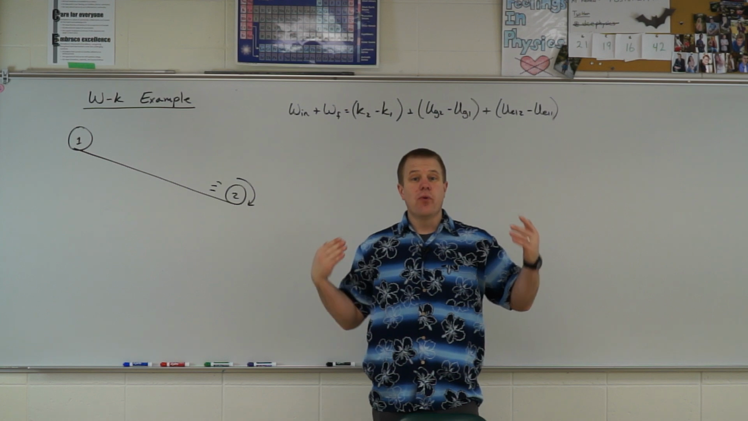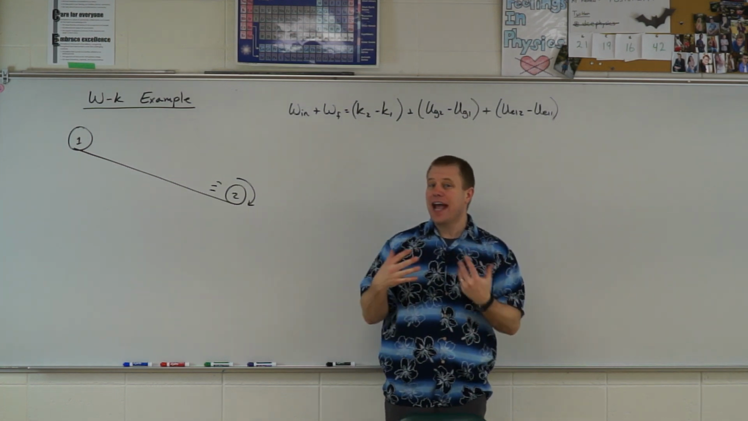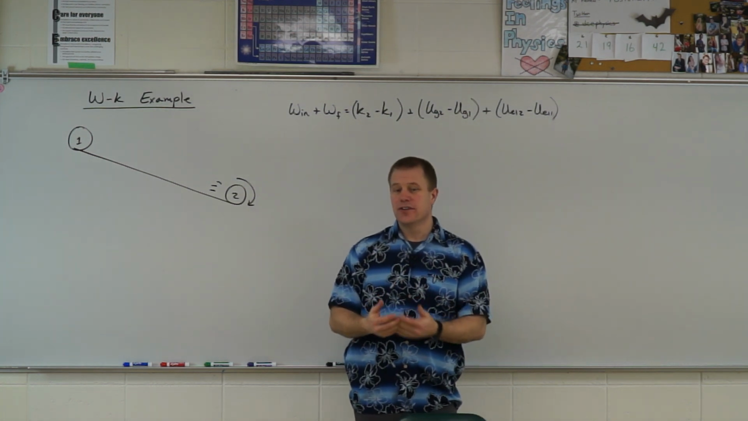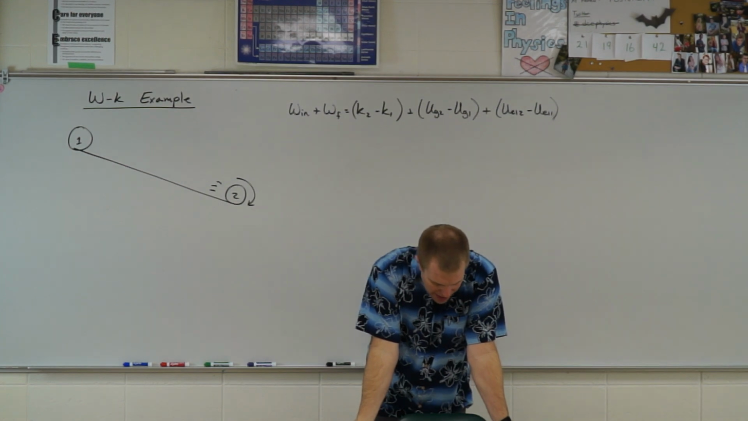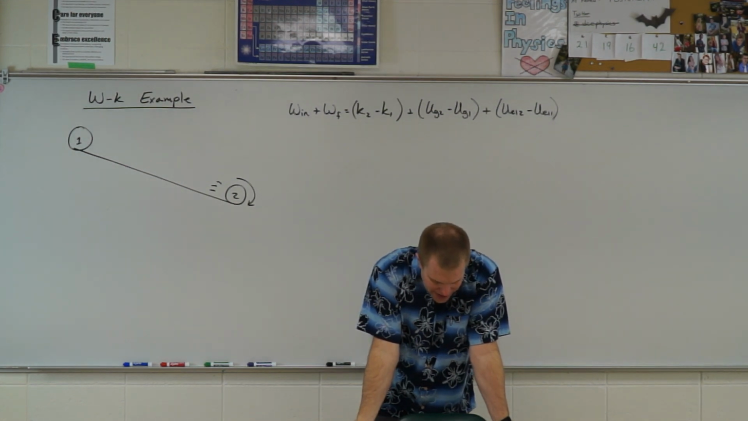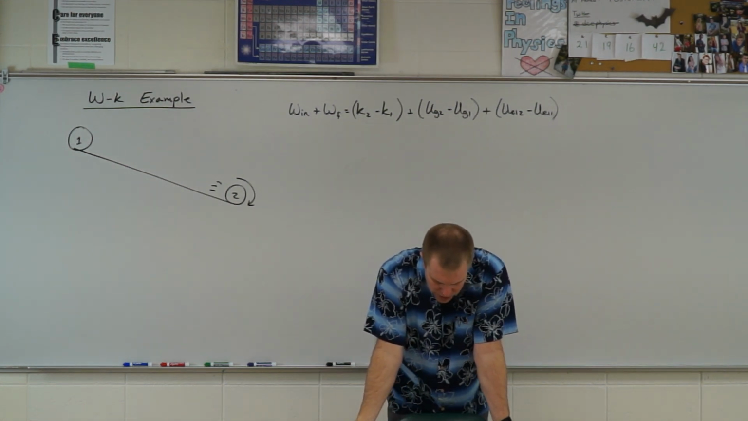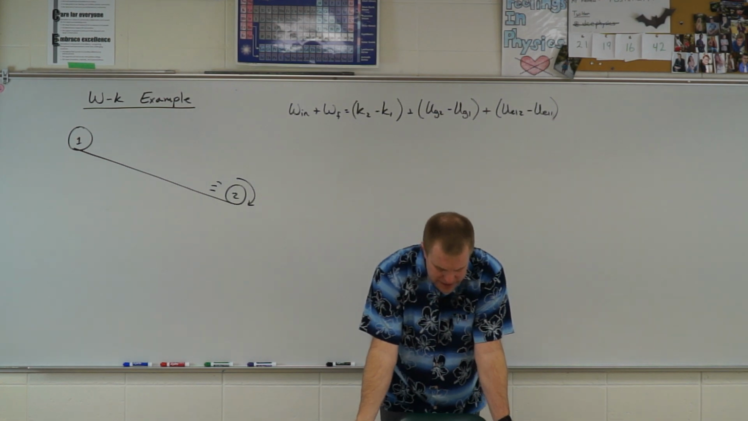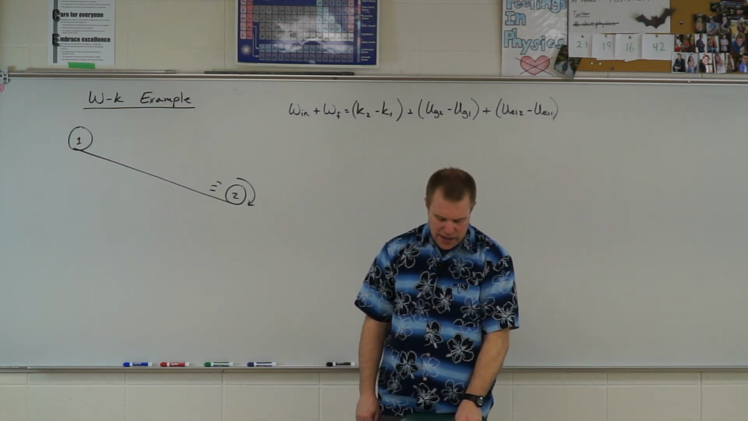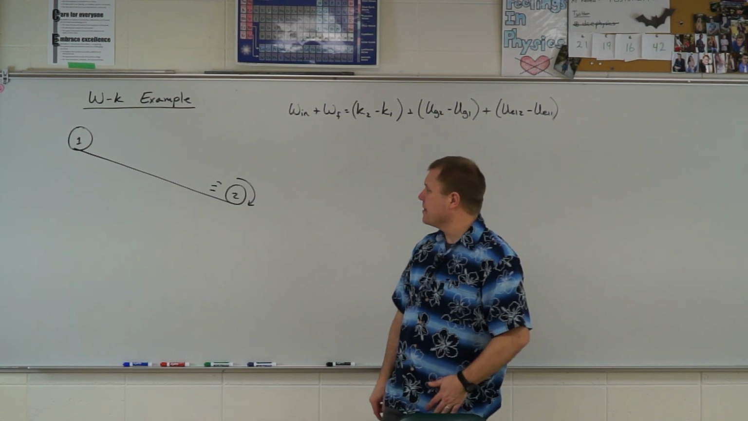All right, we're going to do the work kinetic energy theorem here, but we're going to add in that little bit of rotational kinetic energy. So I have a 0.625 kilogram basketball with a radius of 0.12 meters, starts from rest at the top of a 2.2 meter high incline. How fast will it be rolling at the bottom?